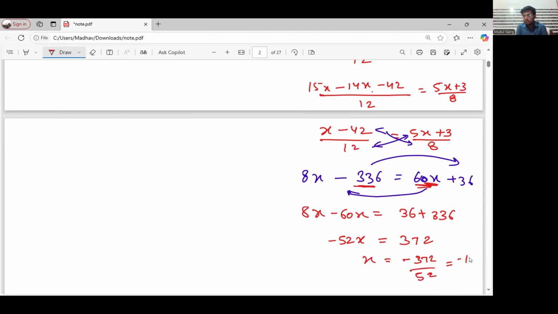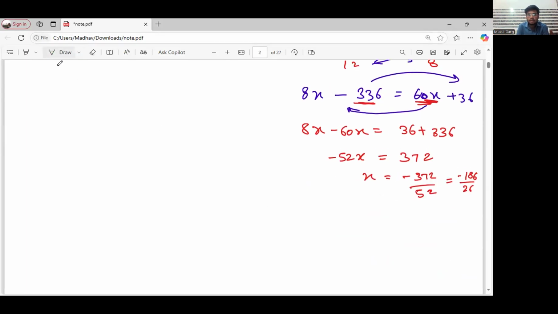Minus 186 divided by 26. You can again divide it, and you are going to get minus 93 divided by 13. So this will be the value of x, which will satisfy that equation.